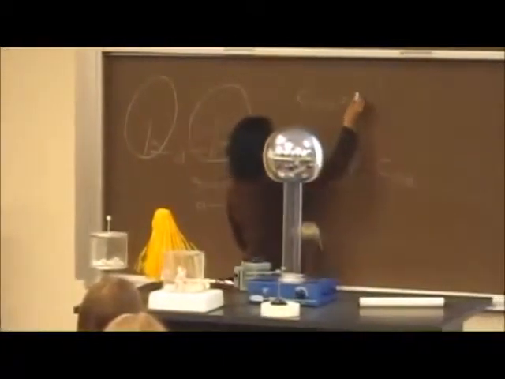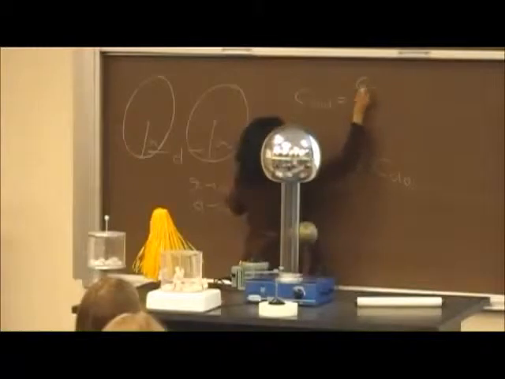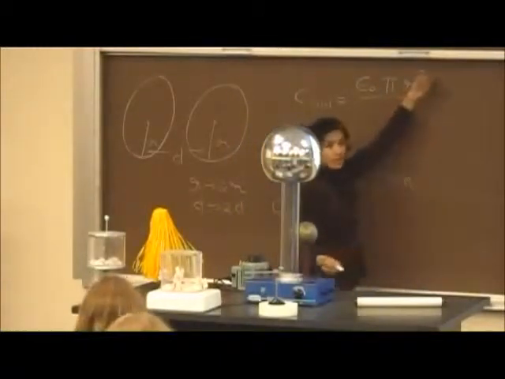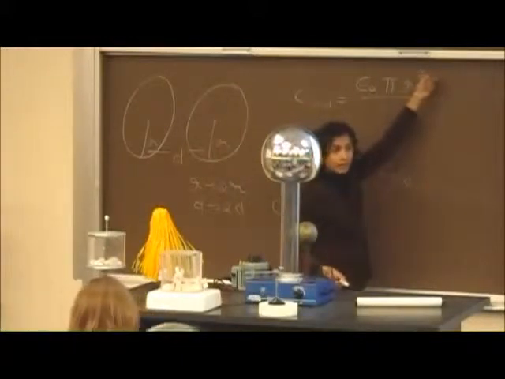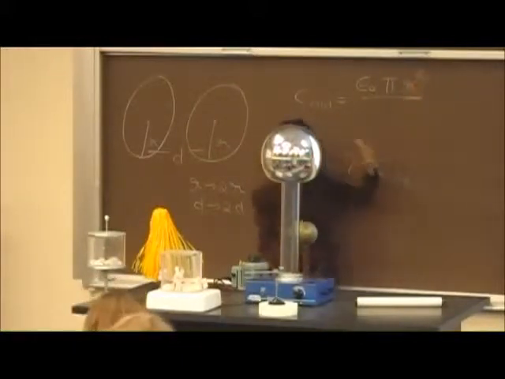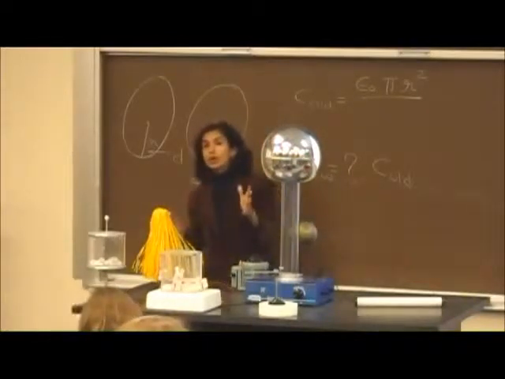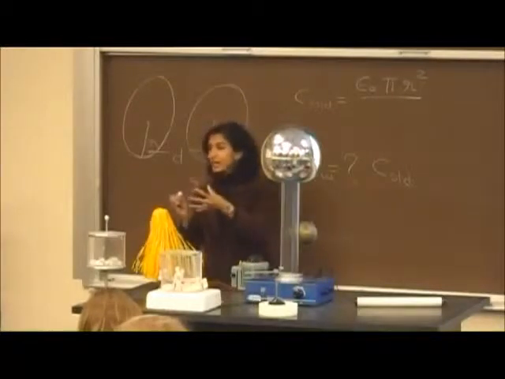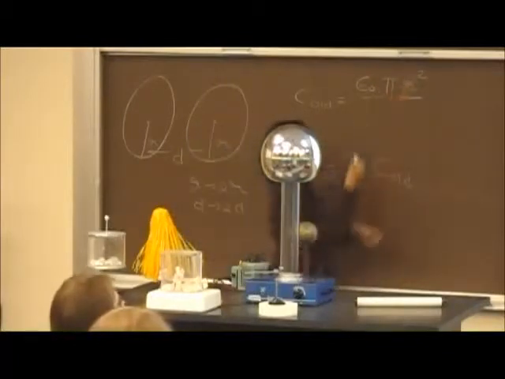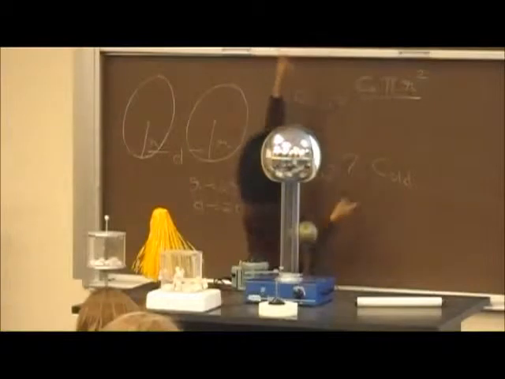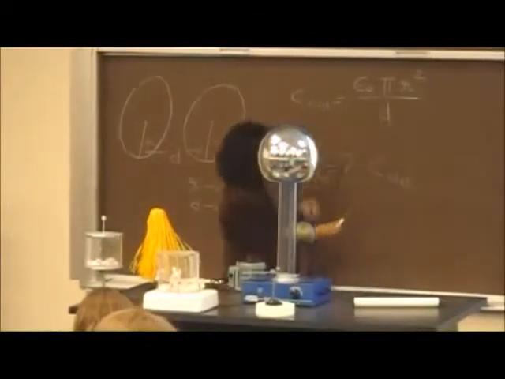C old should be equal to, we already said epsilon 0, and area will be pi times r squared. Remember, area goes as radius squared, right? This is always true. Area will always go as the dimension squared. Volume will always go as the dimension cubed. Volume is the amount of space inside. Area is the surface area. So area always goes as the dimension squared. And in this case, for a circular cross section, it's pi r squared, divided by d. This is the initial thing.